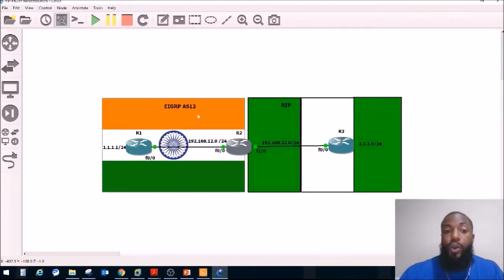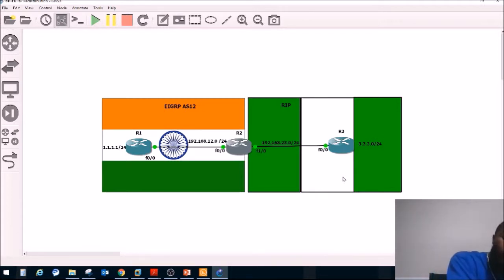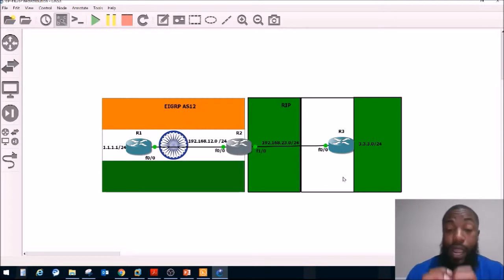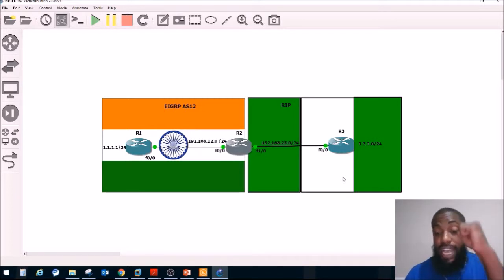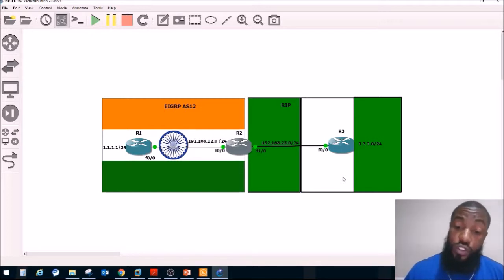Let's go ahead and redistribute EIGRP routes into RIP. So we're doing the vice versa. What we just did was one-way redistribution. Let's do a two-way redistribution, but it's just one router. In the next video, we'll show you what happens when you have redundant routers doing redistribution. You can introduce loops that way. It's kind of like spanning tree in a way.